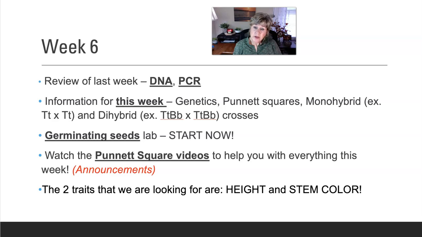For this week, you're going to be learning about genetics. So how do genes work? Genes are little segments of DNA that give you a particular trait, no matter what kind of organism you are, whether you're a bacterium or a banana or a person or a mushroom. Your genes determine what you are like.